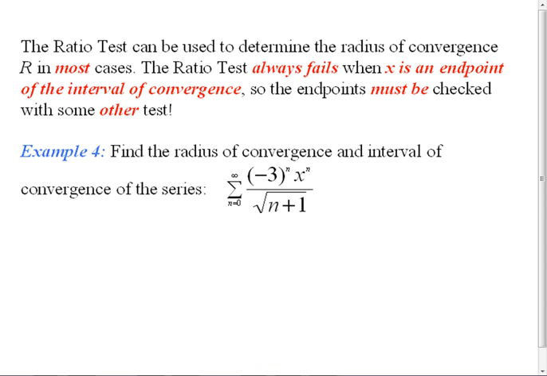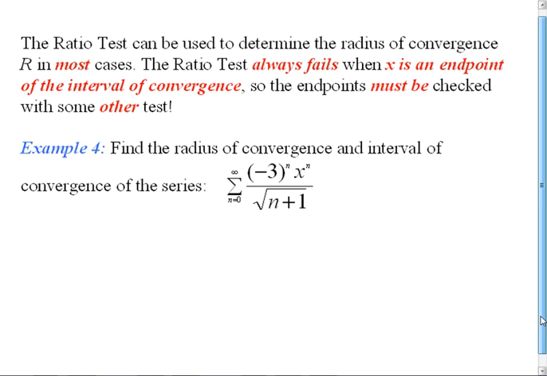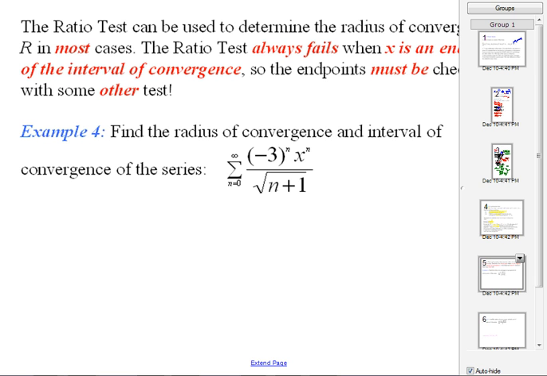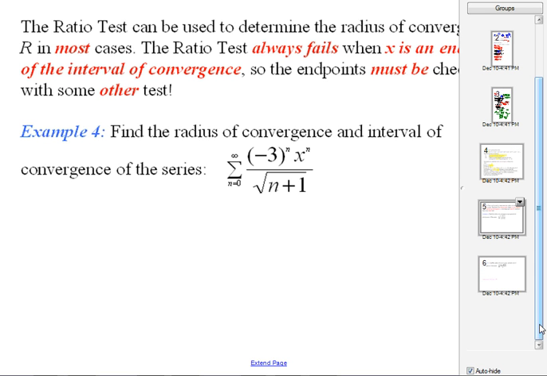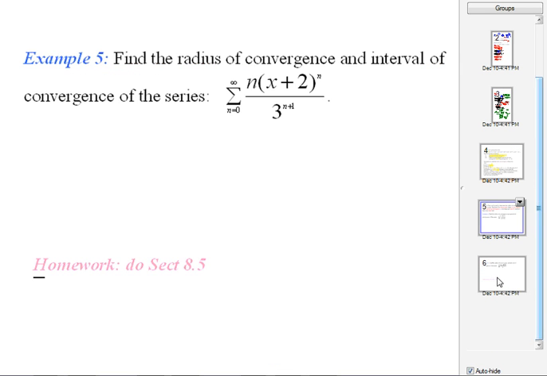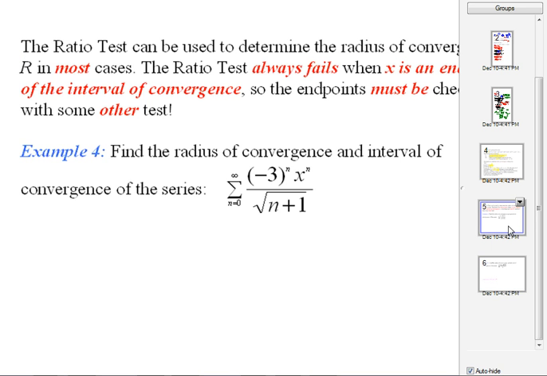The ratio test can be used to determine the radius of convergence in most cases, not every one. It always fails at the endpoints, so you have to check those by hand. So why don't you guys try this? I'm going to pause the recording and let you try it. I'm going to do the ratio test on this. So we have 2 problems for you to try, and we have 3 days to do it, so give yourself a half hour. The more you do, the better you're going to be.